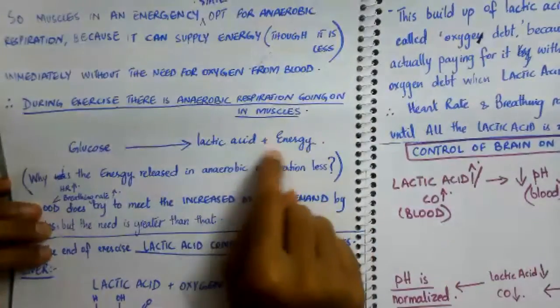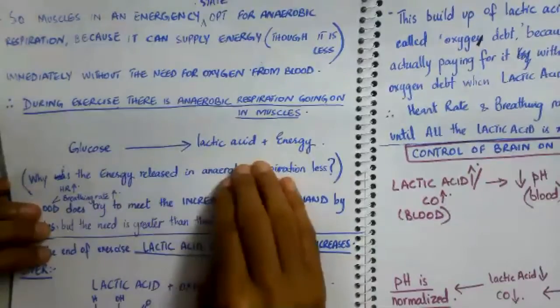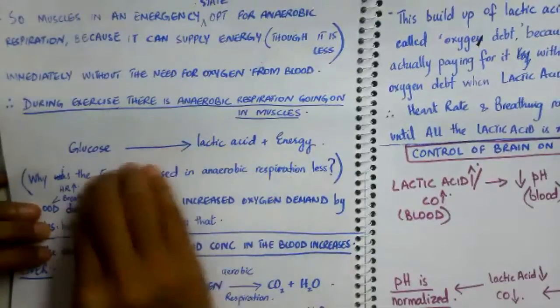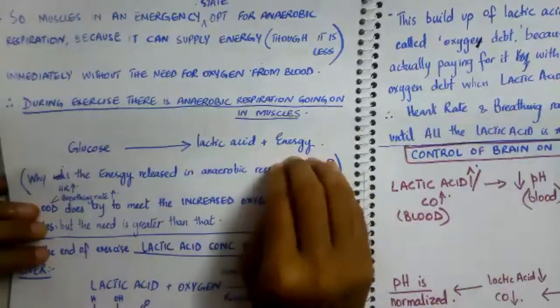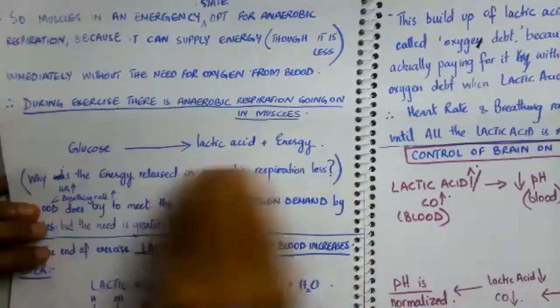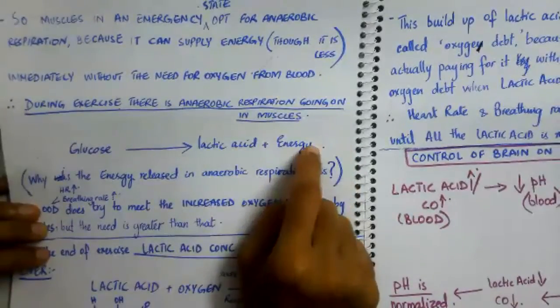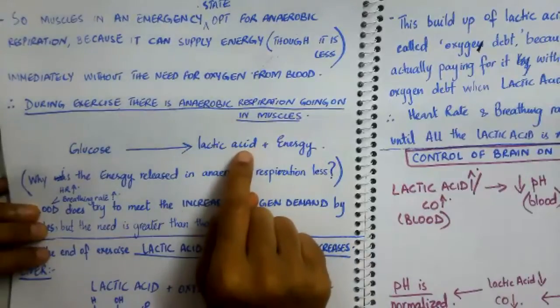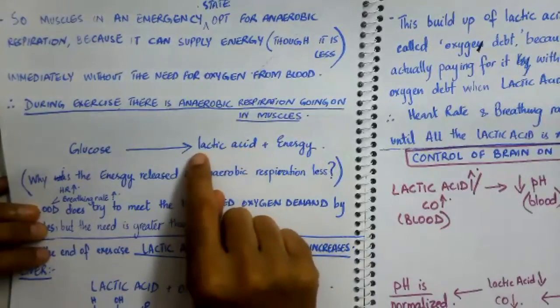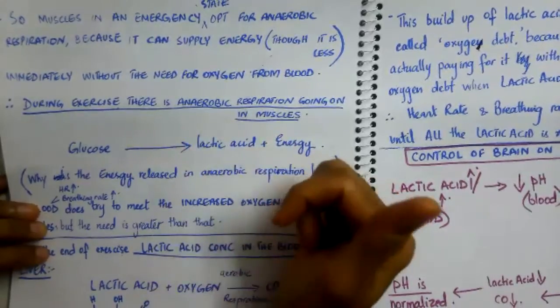That energy is provided by anaerobic respiration, because this does not require oxygen. So this is not dependent upon the circulatory rate or the respiratory rate. This process takes place during exercise within the muscles. Now, if this process takes place in the muscles during exercise, at the end of exercise you will see an increase in the concentration of lactic acid within the muscles.